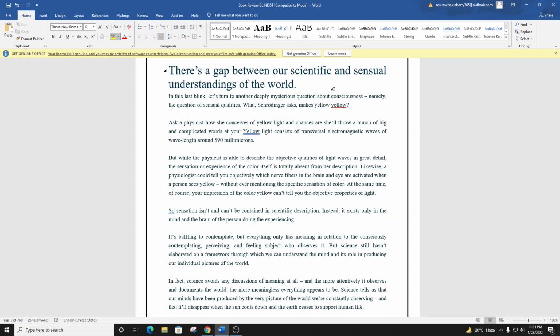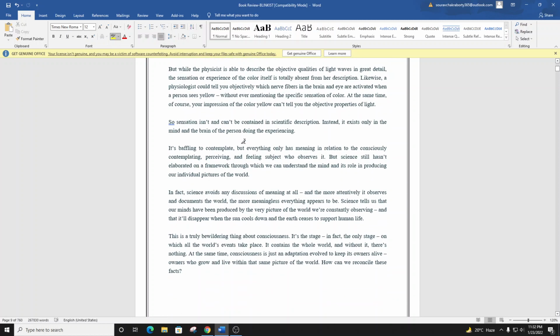Ask a physicist how she conceives of yellow light, and chances are she'll throw a bunch of big and complicated words at you. Yellow light consists of transverse electromagnetic waves of wavelengths around 590 millimicrons. But while the physicist is able to describe the objective qualities of light waves in great detail, the sensation, or experience, of the color itself is totally absent from her description.